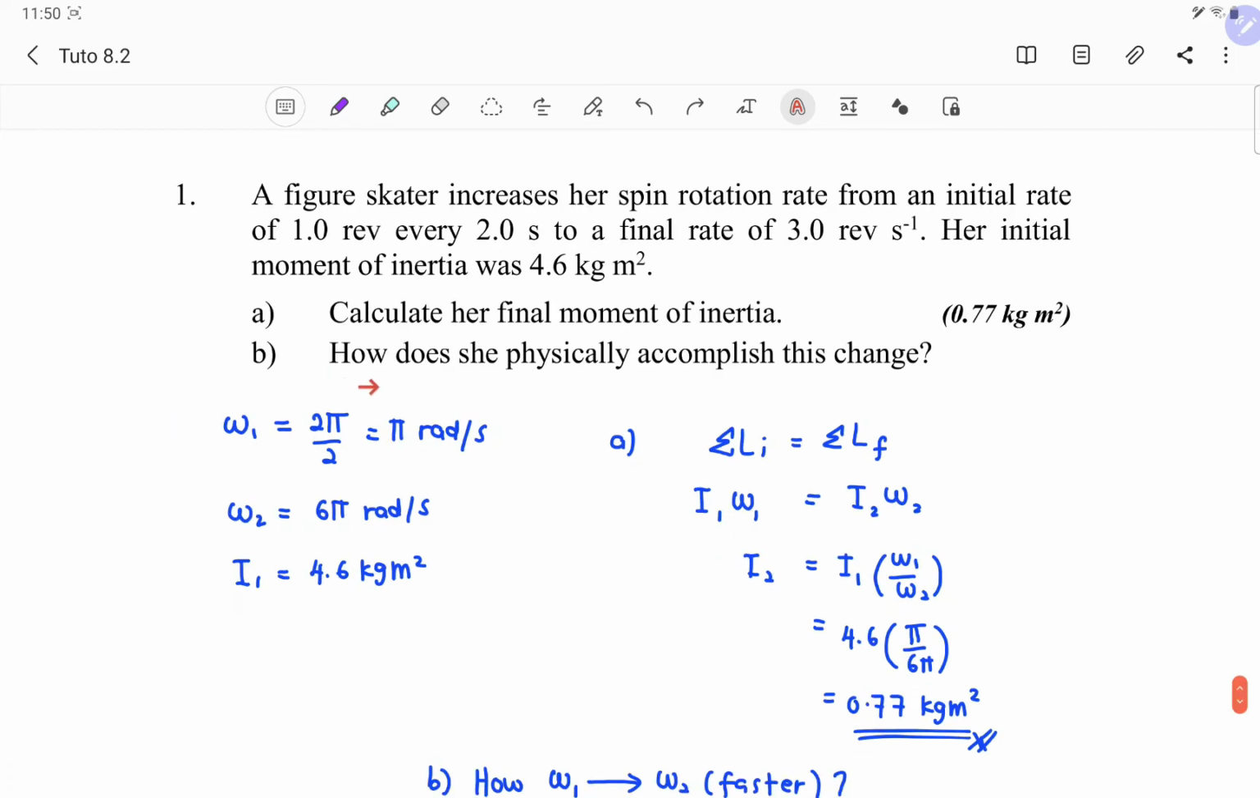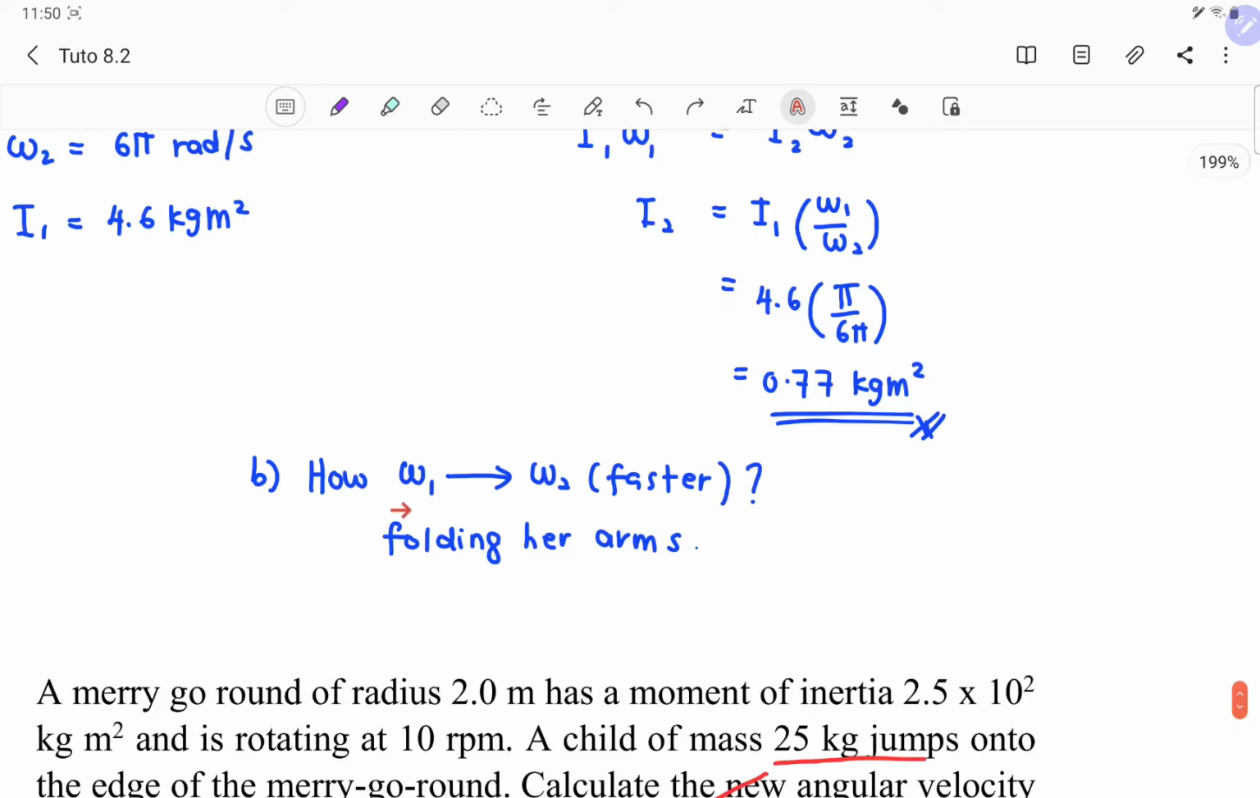The next question is how does she physically accomplish this change? How does she change her speed from pi to 6 pi? Okay, you will write she folds her arms closer to the axis of rotation. So when she folds her arms, her R decreases. R decreases, I decreases. So the resistance is less, and it is easier to rotate faster.